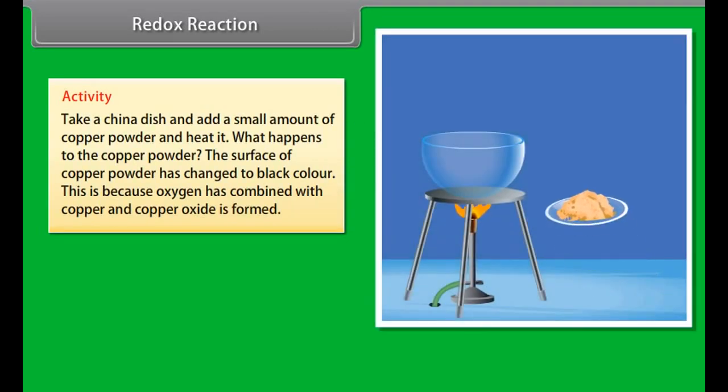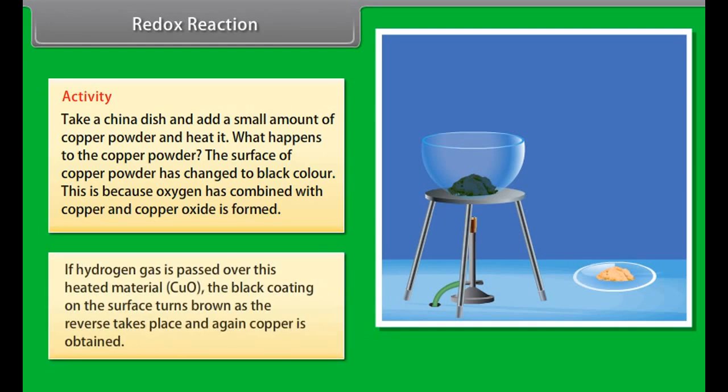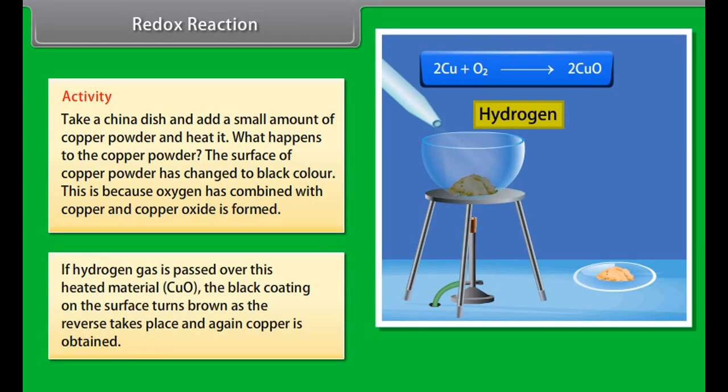Some other examples of displacement reactions are 2Na + 2H2O gives 2NaOH + H2, and 2Al + Fe2O3 gives Al2O3 + 2Fe.